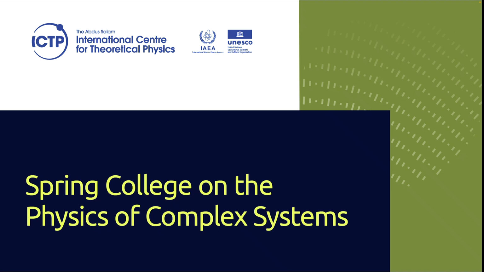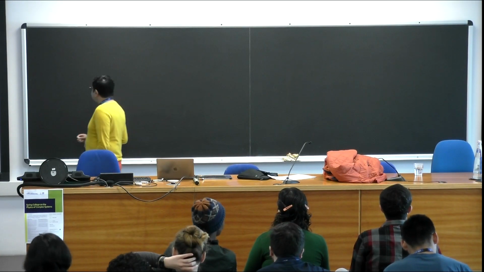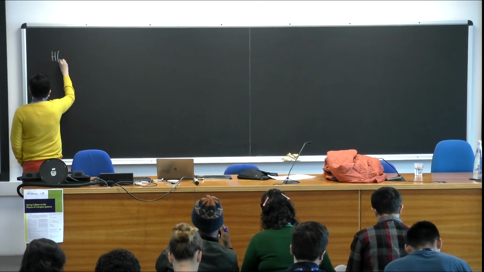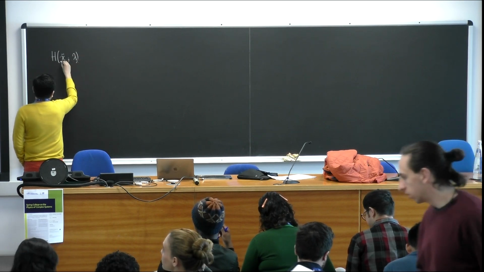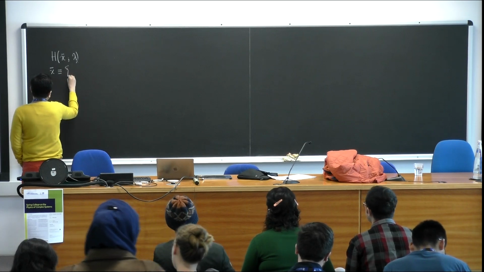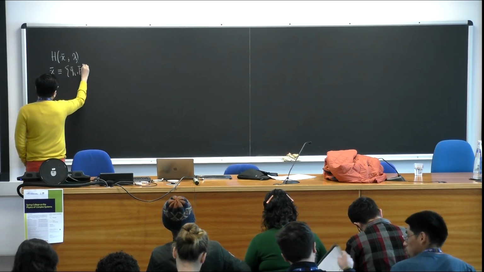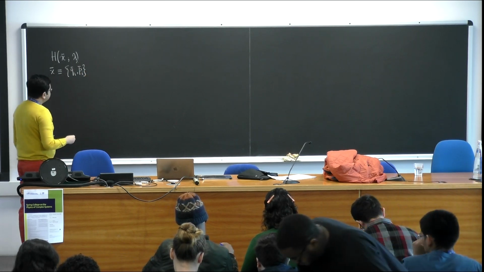We're doing the stochastic thermodynamics of the Kuramoto model. That's the plan today. So we were talking about a system which is described by a Hamiltonian. The Hamiltonian contains X, the microstate of the system, and lambda, a parameter that we can tune as a function of time.